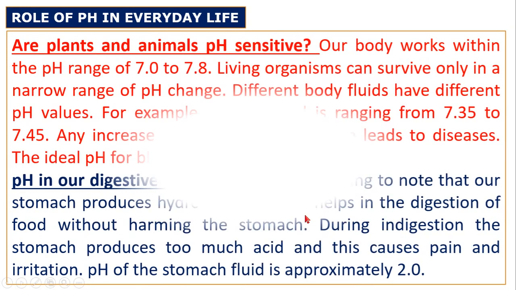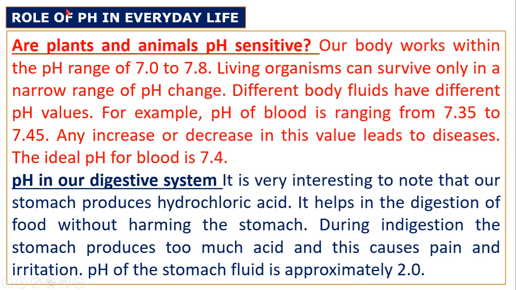Now come to the last topic of this lesson, the role of pH in everyday life. Are plants and animals pH sensitive? Our body works within a pH range of 7 to 7.8. Living organisms can survive only within a narrow range of pH changes. So, different body fluids have different pH values.